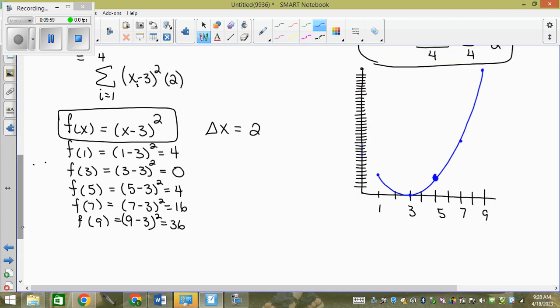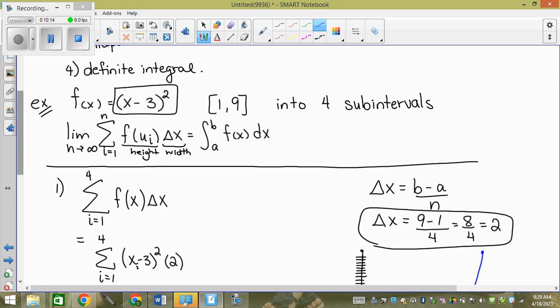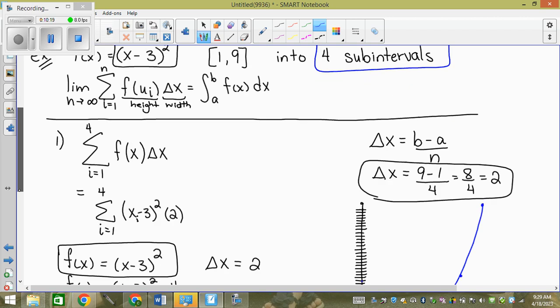Oh my gosh, why do I want to say triangles so bad? How many rectangles are we going to make? Four, because it said to cut it into 4 subintervals, so we're going to have 4 rectangles. And Peter can count, so that's good.